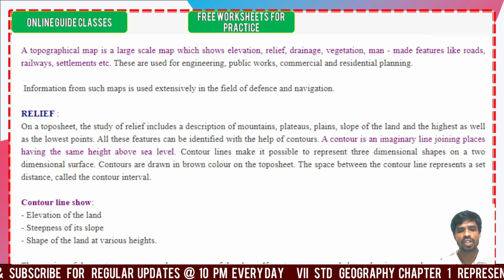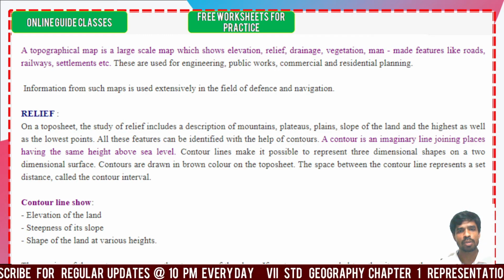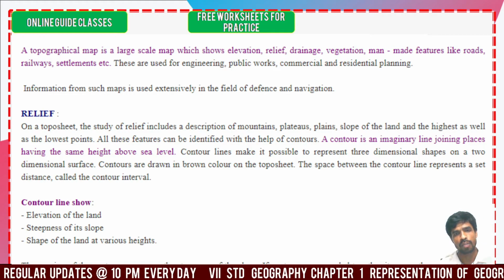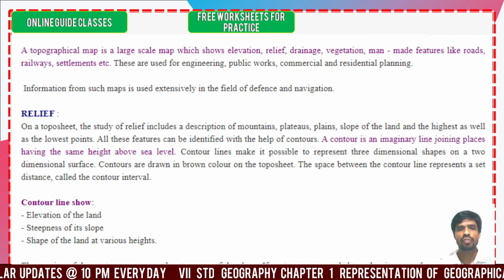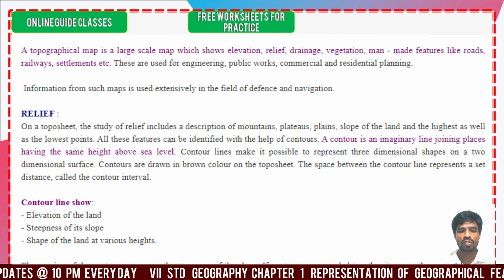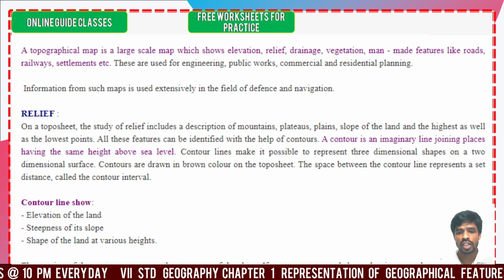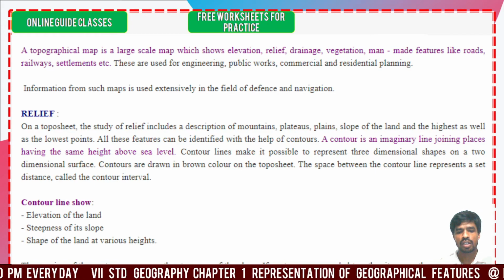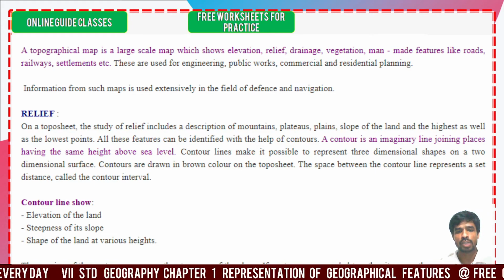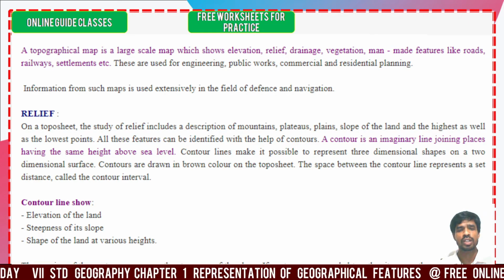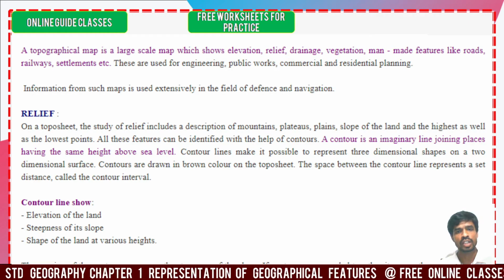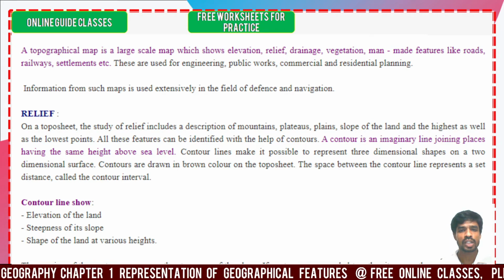What do you mean by elevation? Height or distance above the sea level, which is measured in meters or in feet. And the next one is relief. What do you mean by relief, by the way? It is the difference between heights, between the highest point and the lowest point on the land surface, and this relief is also measured in meters or in feet.